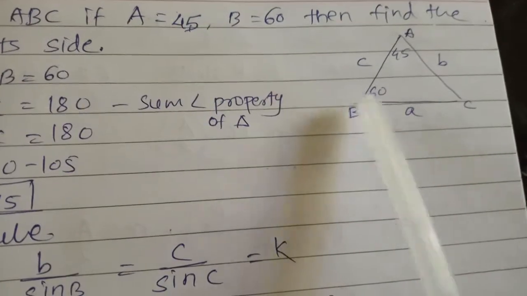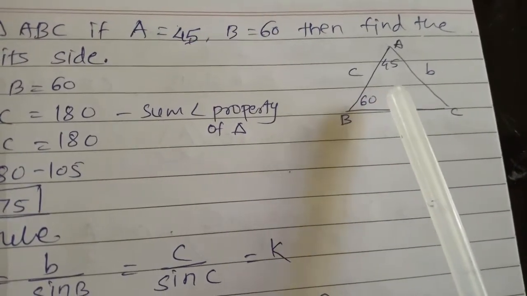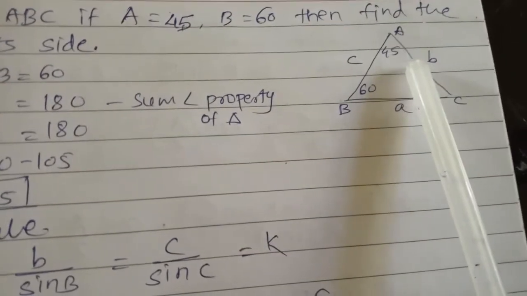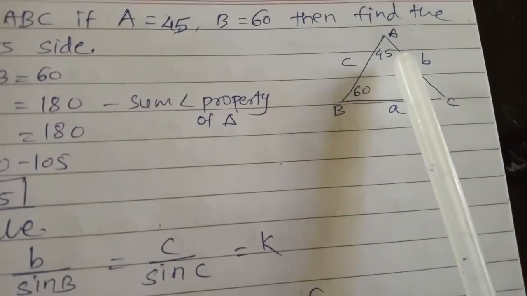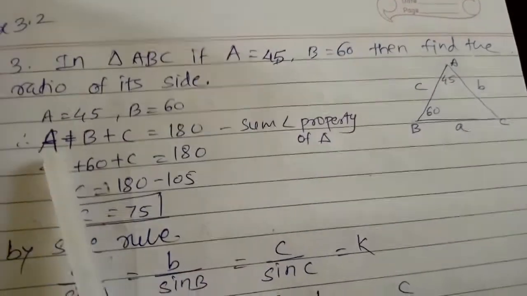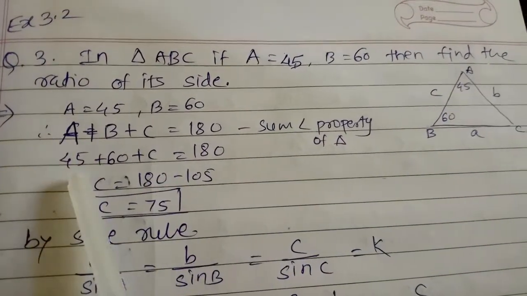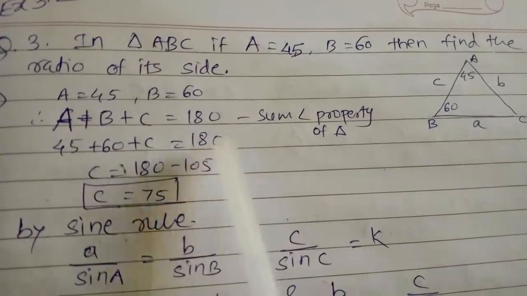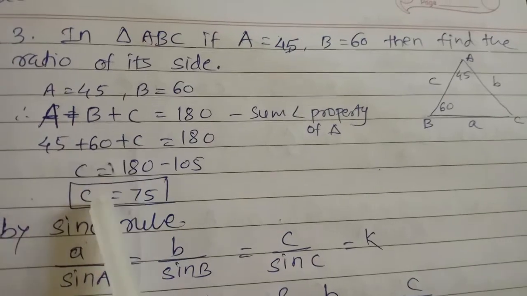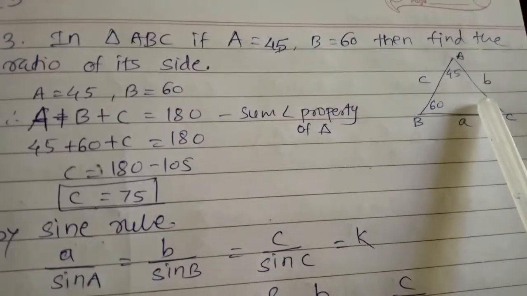For this we have to know the third angle, and you already learned in 9th or 10th standard that the sum of the measures of all angles of a triangle is 180. Using this angle sum property of a triangle we can easily find angle C. So A plus B plus C is 180. So 45 plus 60 plus C is equal to 180, and so angle C is 180 minus 105, and so angle C is 75.